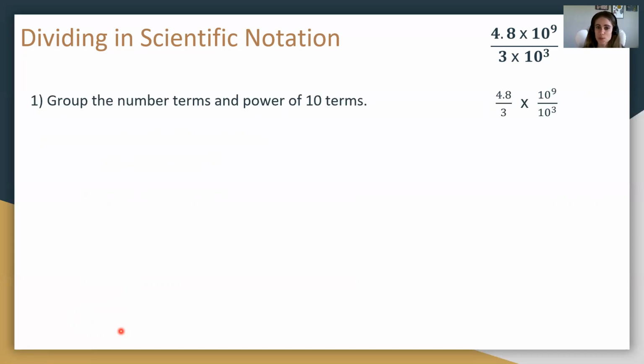All right, so just like before, we want to group our number terms together and our power of 10 terms together. And in case you guys haven't picked up on this yet, now that you're in middle school, and especially now that we're in 8th grade pre-algebra, 99% of the time, if you see division, it's going to be written as a fraction. We don't usually use the division symbol anymore.